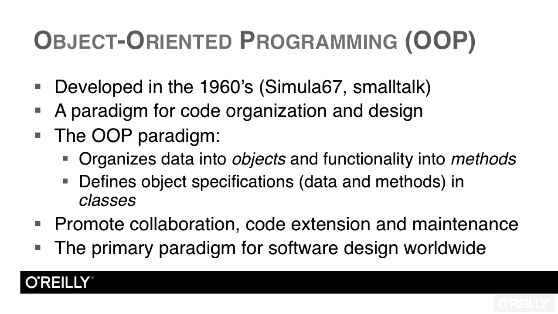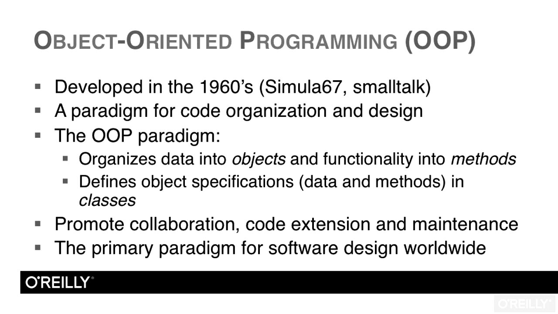So, what is object-oriented programming? Well, it was invented in the 1960s for a language called Simula 67, and then it was later picked up and used a little more widely in a language called Smalltalk. The simplest way to talk about object-oriented programming is as a paradigm, or as a way of organizing our code.